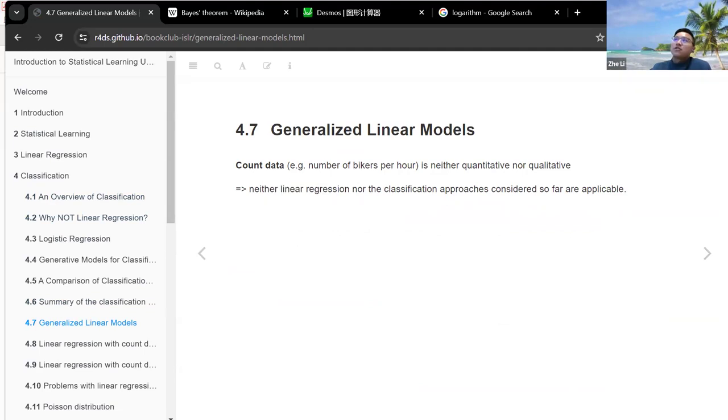So in this GLM model, the difference between this GLM and our ordinary linear regression and the classification approach is that the response variable here is count data. For example, the number of bags per hour that will be used in our case, which is neither qualitative, because it's not one or zero, it's not a category, nor quantitative, because it will count into all non-negative integers.